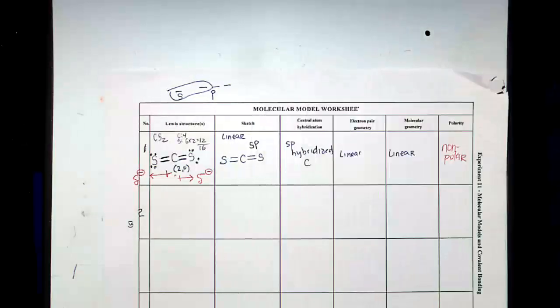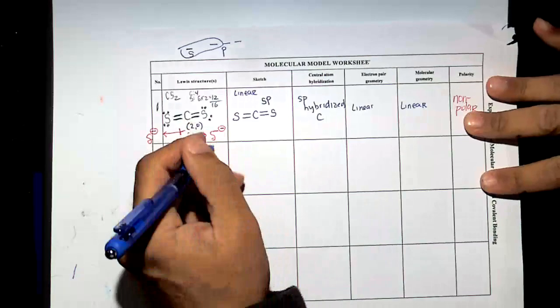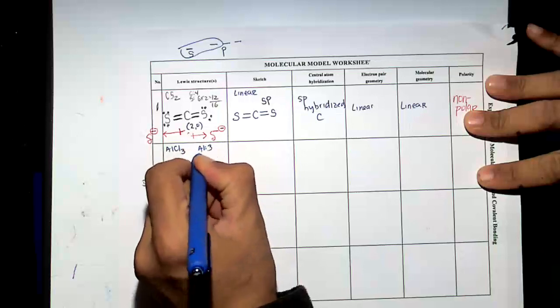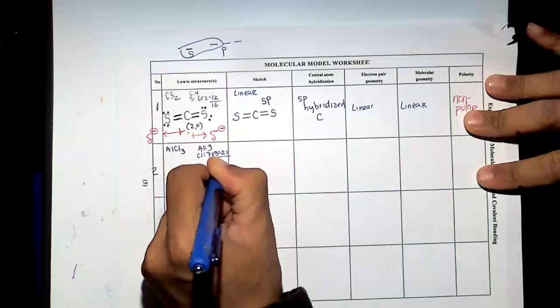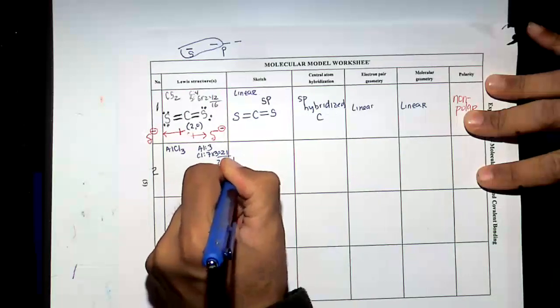AlCl3. Okay, AlCl3 is this one. This is called aluminum trichloride, I believe. So what is Al happy at? 3. Al is happy at 3. What is Cl happy at? 7, but we have 3 of them, so we have a total of 24 valence electrons.